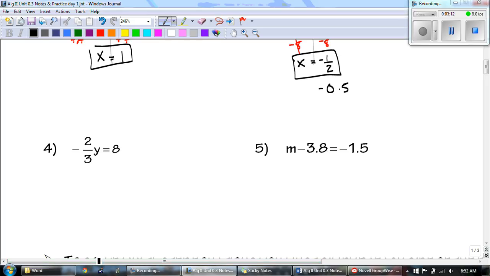All right, number 4. Now, most people will be like, well, we were multiplying 2/3, so I'm going to divide by 2/3. Now, we don't divide fractions. So instead of dividing fractions, we need to multiply by the reciprocal. And when you multiply by the reciprocal, those actually cancel.